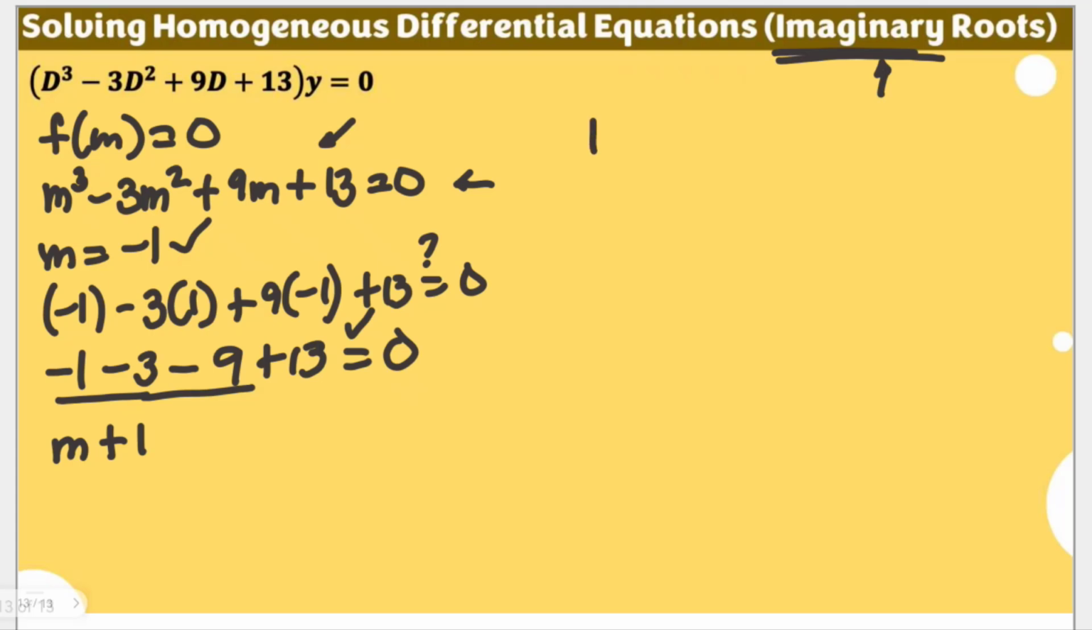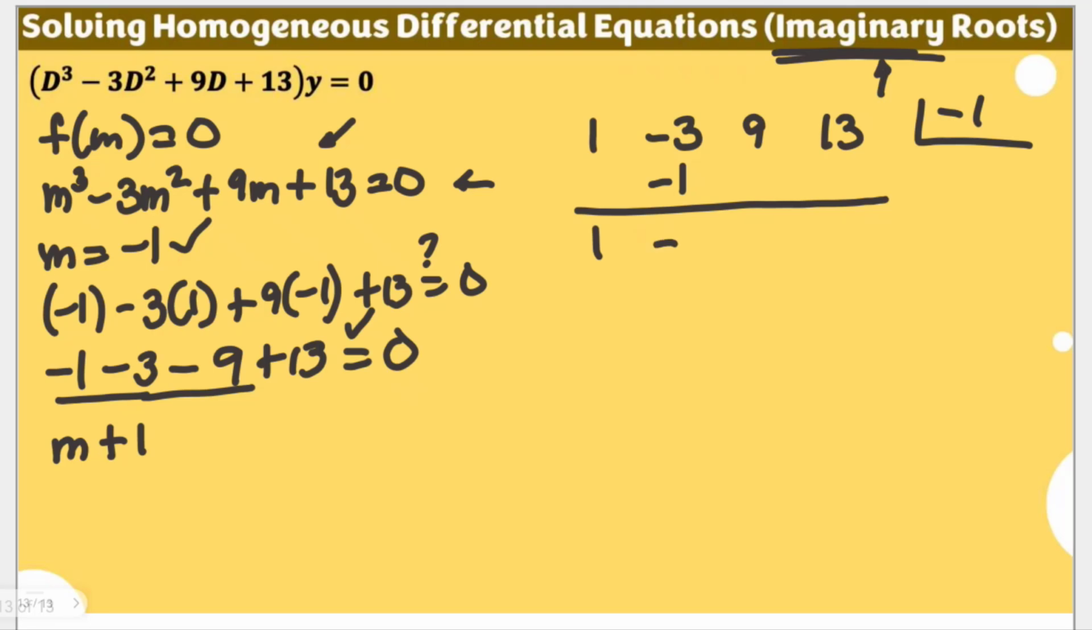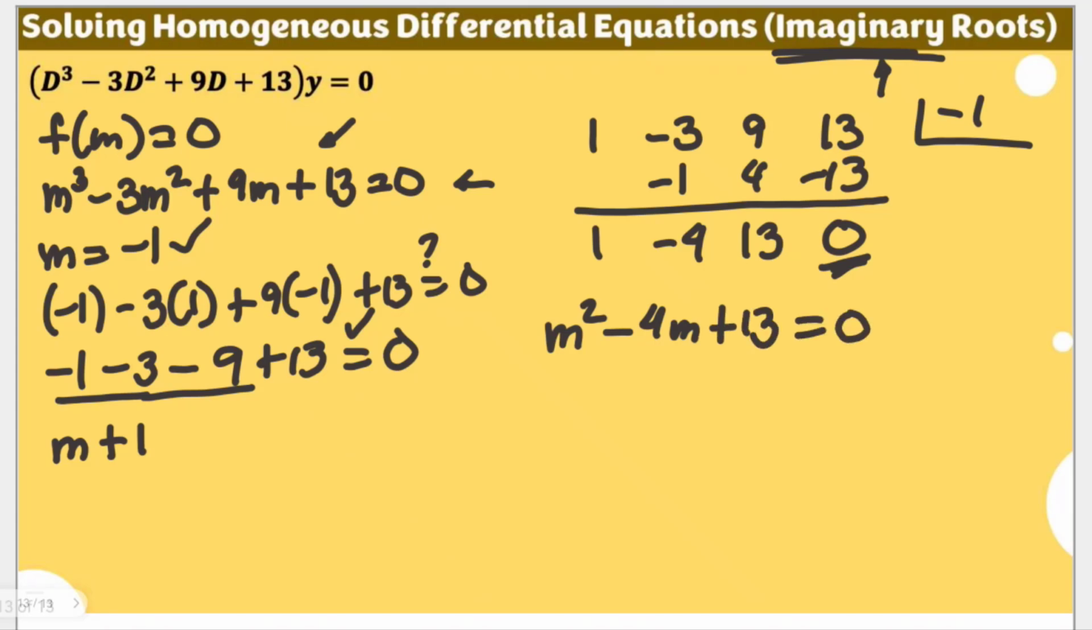So we take here 1, minus 3, 9, plus 13, and your first root was negative 1. We're going to do this so that we could transform our cubic equation into an equivalent quadratic equation after the synthetic division. 1 times negative 1 is minus 1. That's minus 4. This is positive 4. That's 13. Minus 13, you will have here 0. This is also an indicator that the first root we have observed is actually true. In short, our next form of the equation, the quadratic one, is m squared minus 4m plus 13 equal to 0.